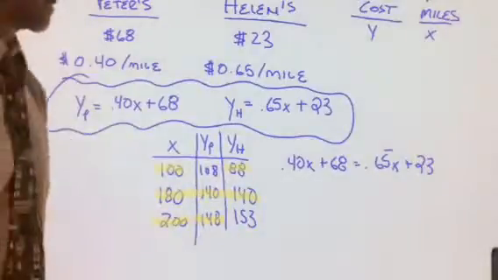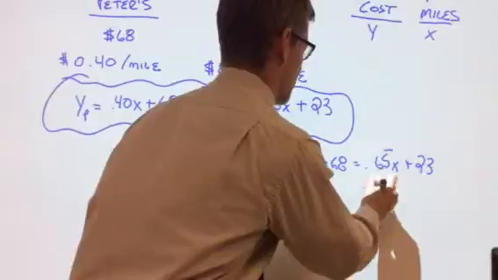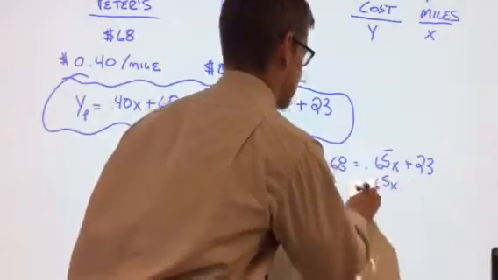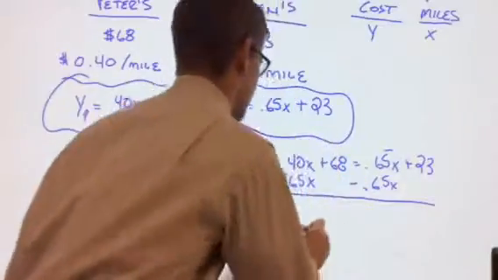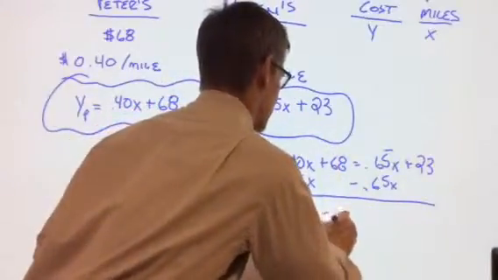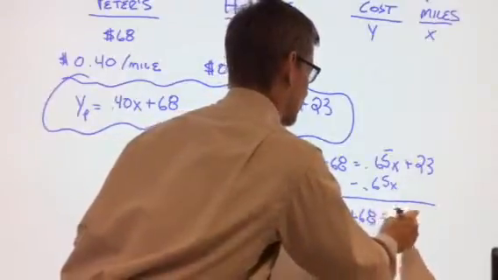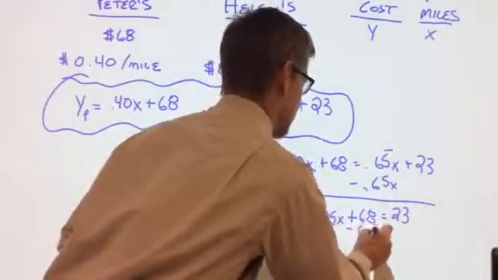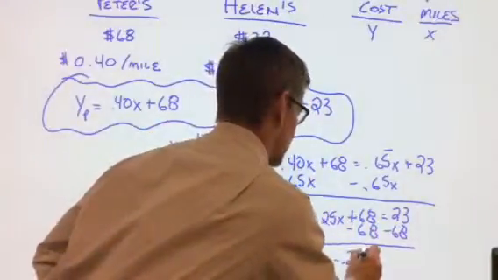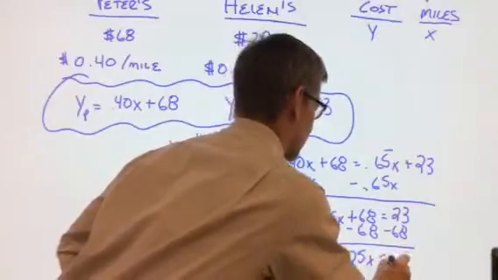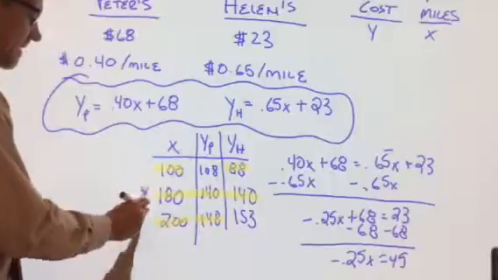I'll go ahead and solve this in case this is where you run into a problem. I will subtract 0.65x from both sides here, and I will get negative 0.25x plus 68 equals 23. If I subtract 68 from both sides, I should get negative 0.25x equals negative 45. I ended up solving that. That's where our 180 came from.